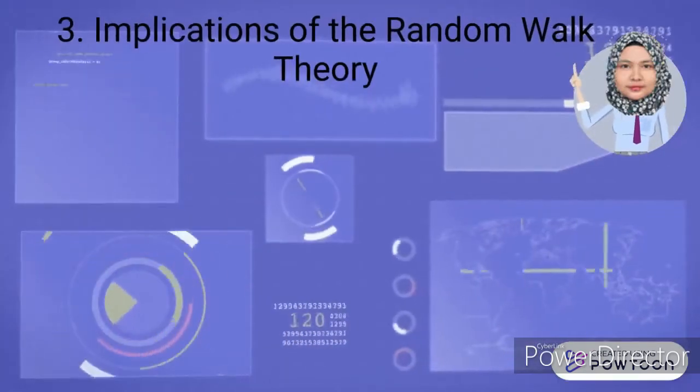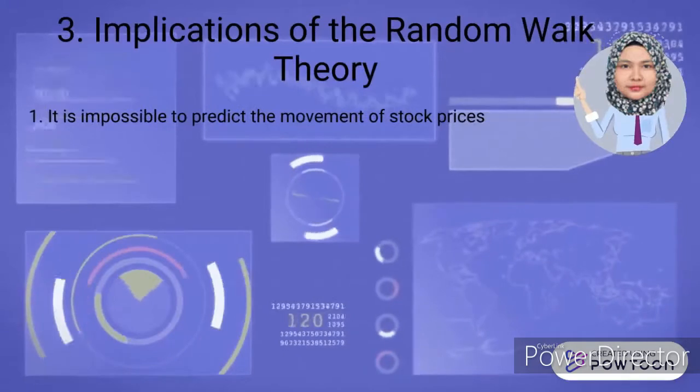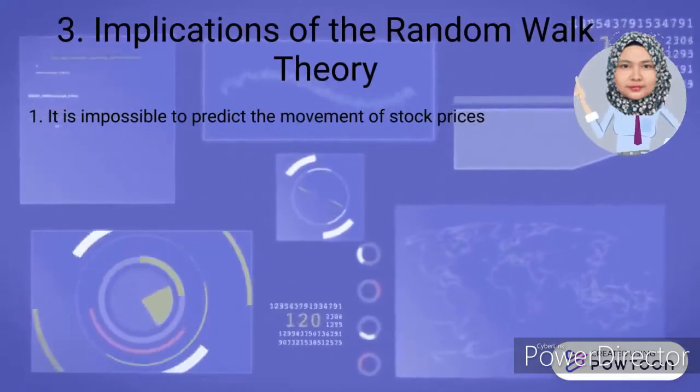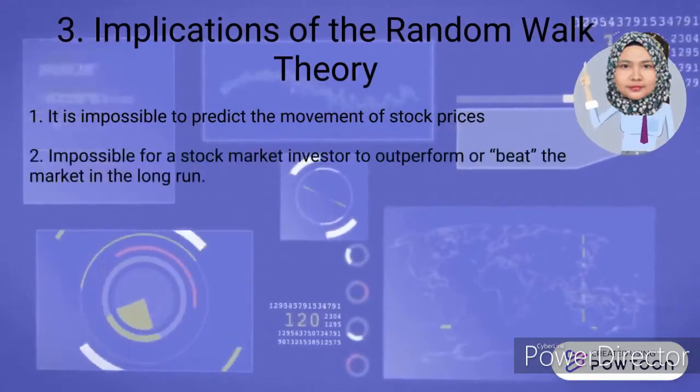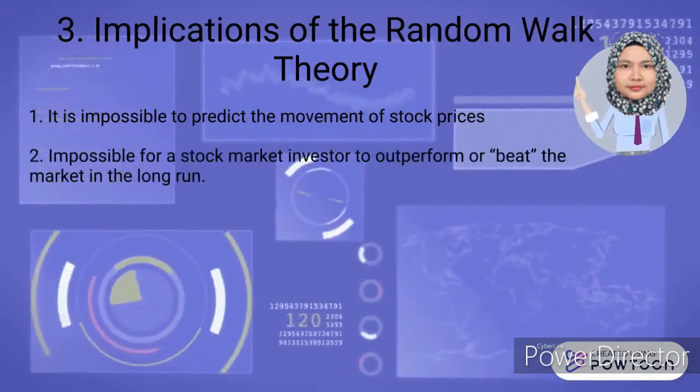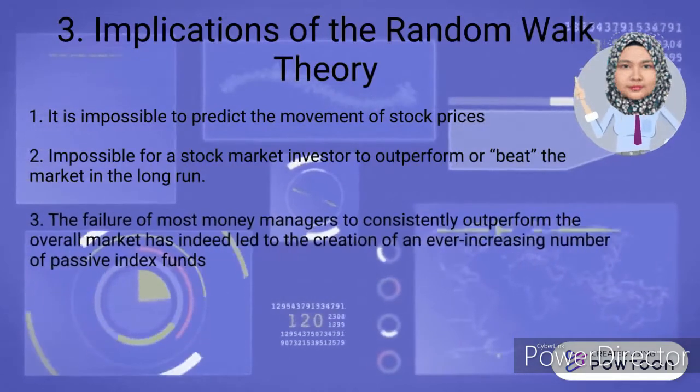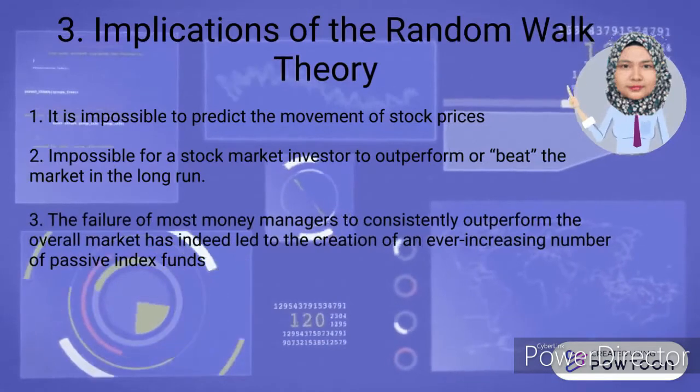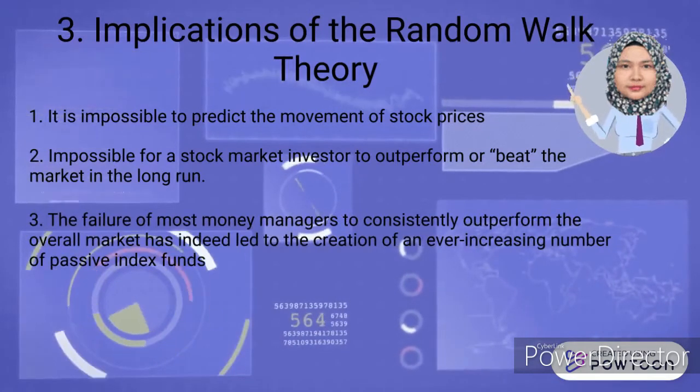Lastly, the implications of random walk theory: first, it is impossible to predict the movement of stock price. The second one is that it is impossible for a stock market investor to outperform the market in the long run. And the last one is that the failure of money managers to consistently outperform the overall market has led to the questions of an ever-increasing number of passive index funds.